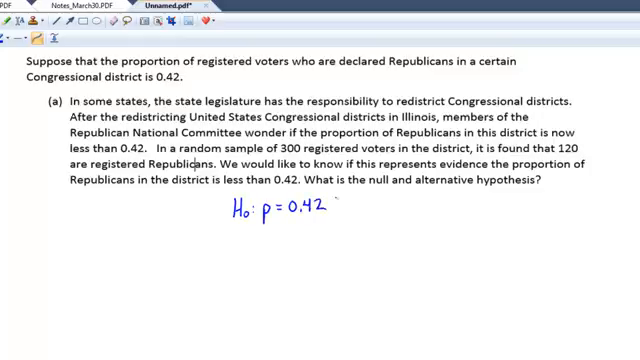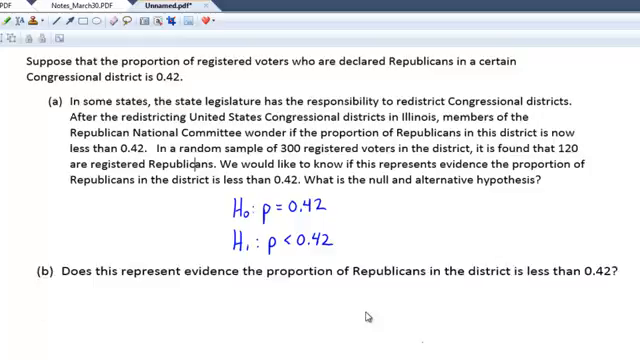Again, that's the statement of no change, meaning no change in the proportion of registered Republicans before and after the redistricting. And what is the RNC looking to gather evidence to show? Less than, that the proportion declined. So our null is, again, the statement of no change, no effect, is that the proportion is 0.42. The alternative, the statement we're trying to gather evidence to demonstrate, is that the proportion is less than 0.42.